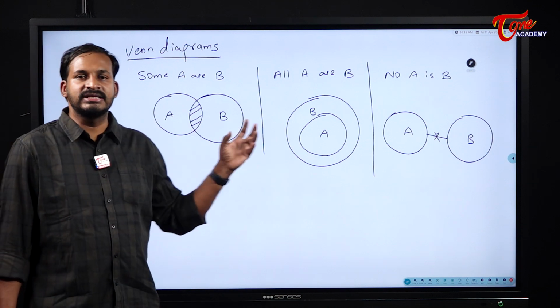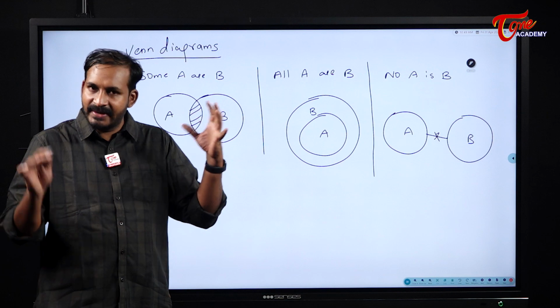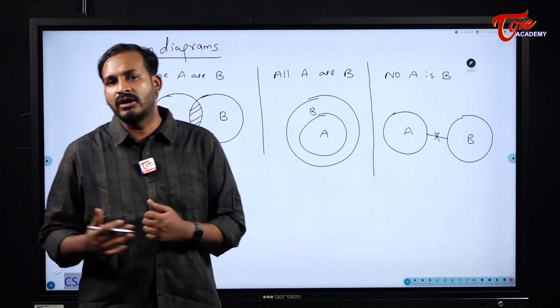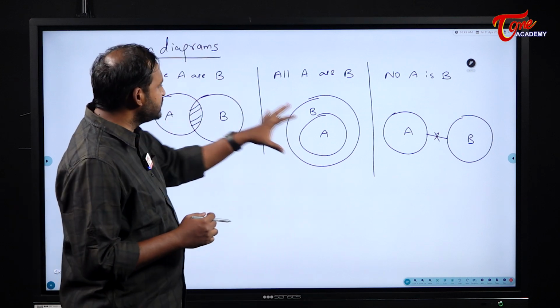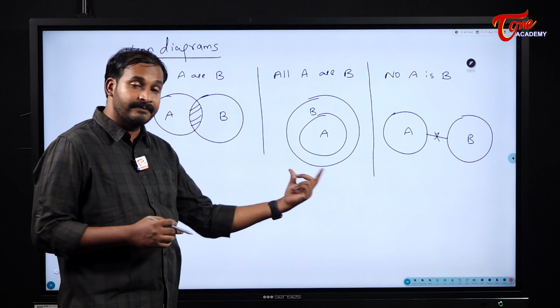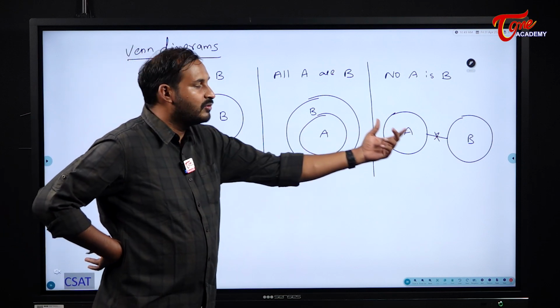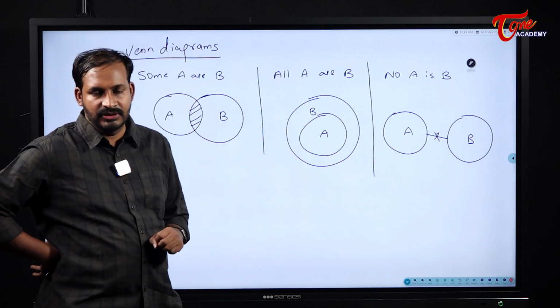We will consider them as basic steps. With the help of these things, we are going to draw a basic diagram and an alternate diagram. We will see what are called basic diagrams and alternate diagrams. Students, this is the basic thing. We should know how to draw "some A are B", "all A are B", and "no A is B". These are the three major things which you need to know.